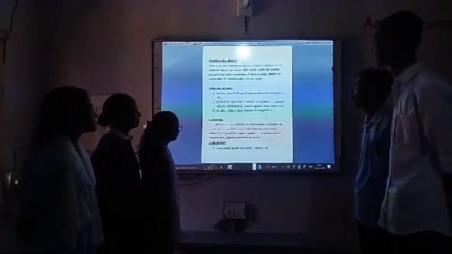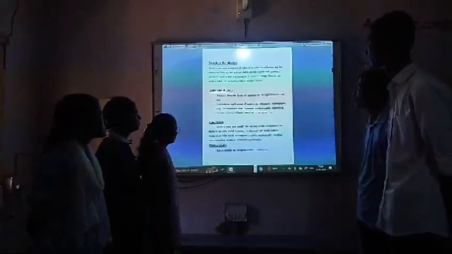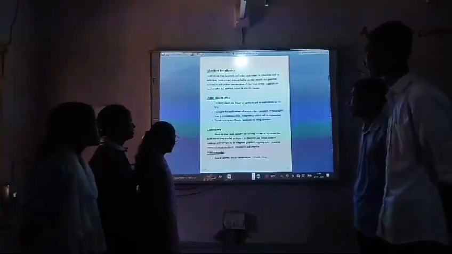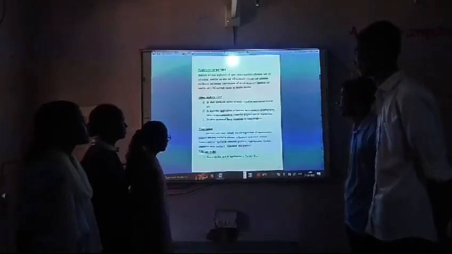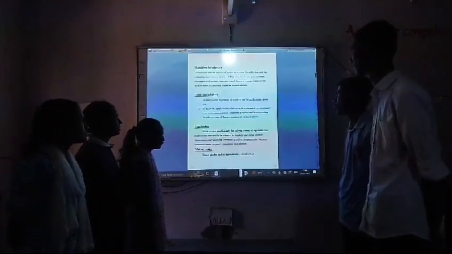Objectives: to study the theory of matrices and their application in real life; to know the application of matrices in economics, cryptography, wireless communication, computer graphics and engineering; and to solve systems of linear equations by using matrices.